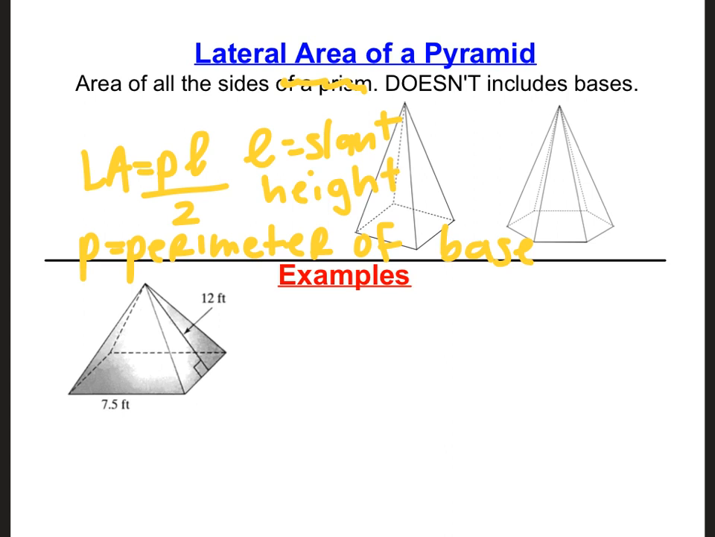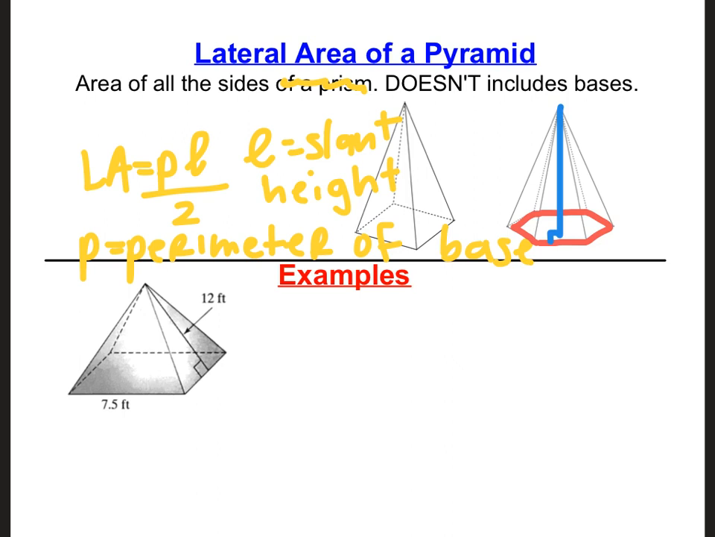I have two figures there. It doesn't really help us to use the first one because it's not there. But if we look at the second one, my base here is this hexagon. So I would find the perimeter, that red distance. I'd multiply it by the slant height. Remember, that's this length here. And then I would divide that by 2.